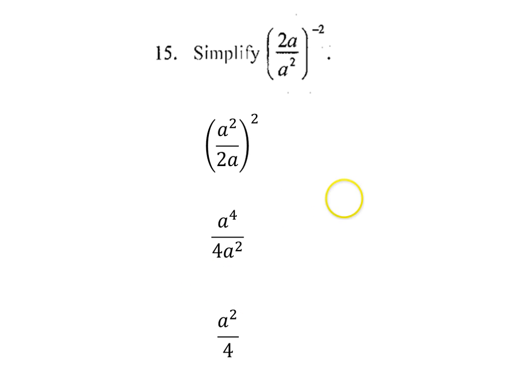And the reason the a squared is in the numerator is because there were 2 more a's in the numerator than there are in the denominator. So these 2 a's cancel out with 2 of the a's that are in the numerator, leaving us with a squared over 4. And we are done.